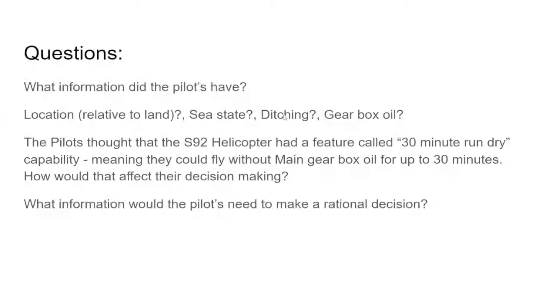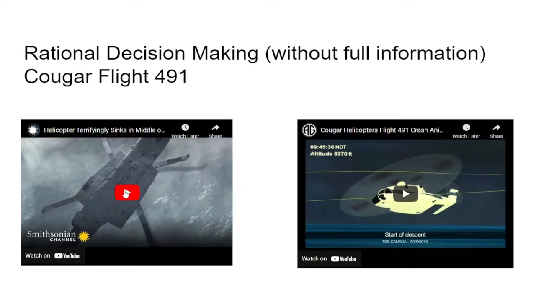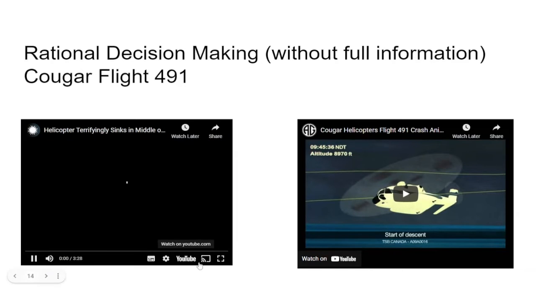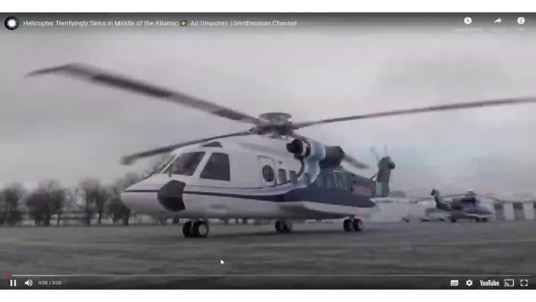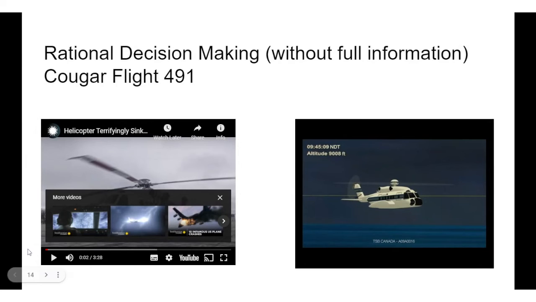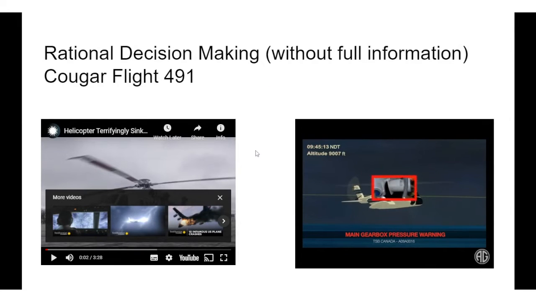So the pilots thought the S-92 had this 30-minute run dry capability. That crossed out that option, and it crossed out the option of worrying about the gearbox oil. So their only real focus was to get back to land, which is the exact same decision that you or I would have made. So what I want to do is just show you the video here. And he got to survive that accident, and he had the opportunity to tell this story.